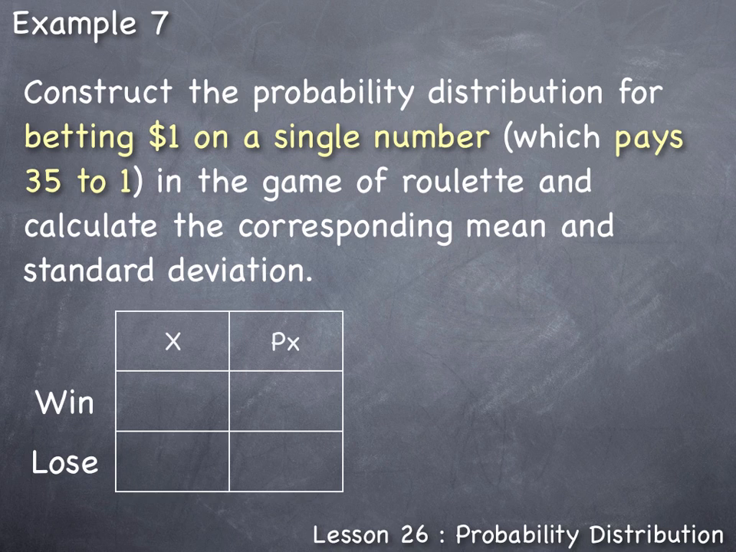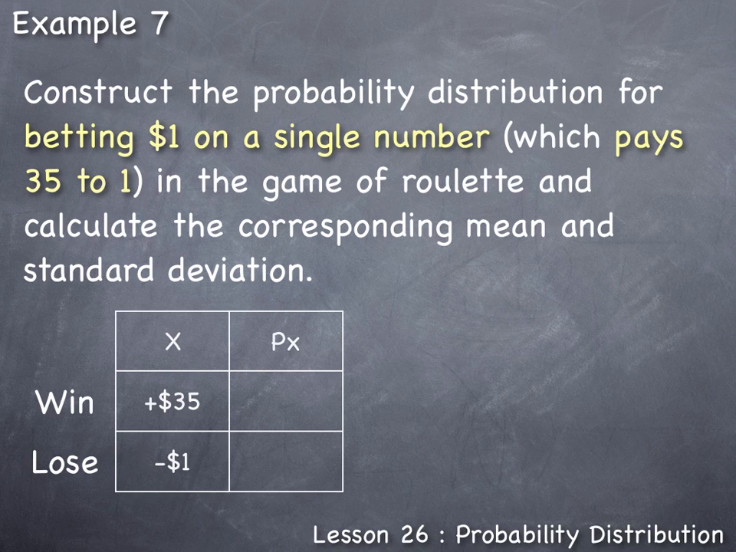So in this case, if we win the bet on the single number, we will win $35. This could be represented as a positive 35. Or if we lose the bet, we lose $1, and this is represented as a negative 1. So here's all the possible values of the random variable x. Now we need to calculate the corresponding probabilities, p sub x.